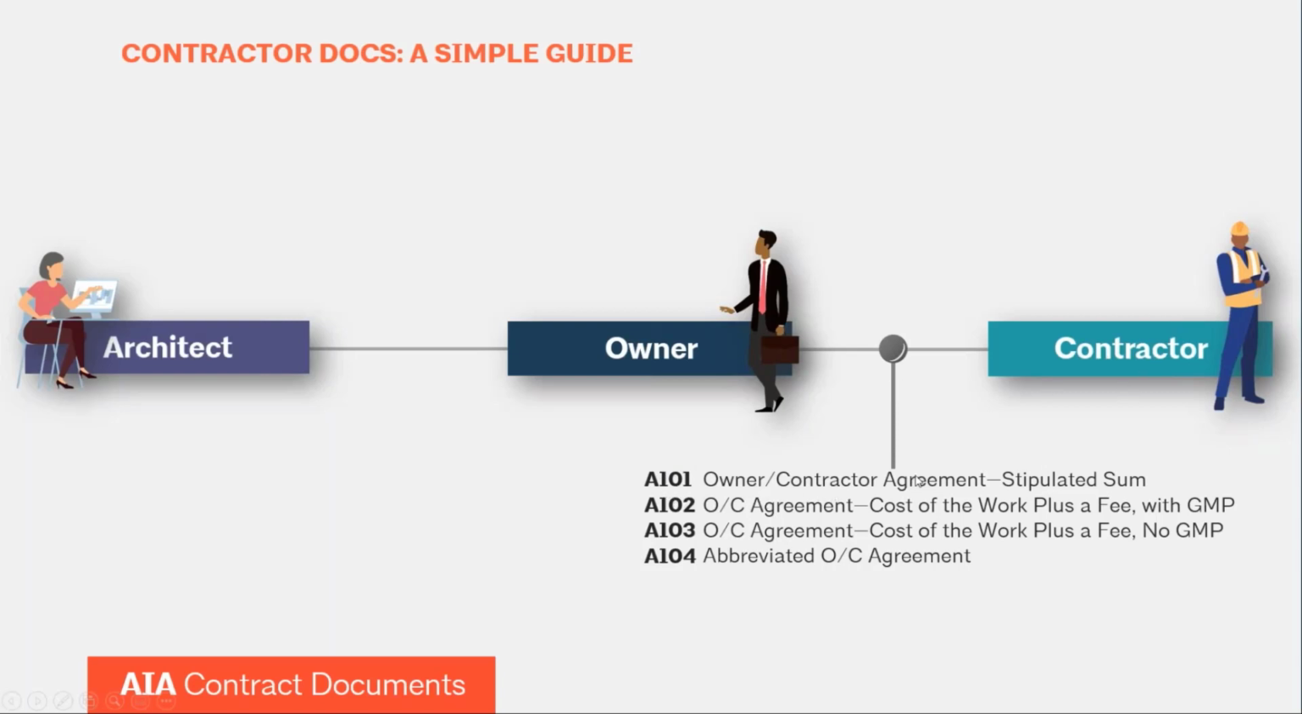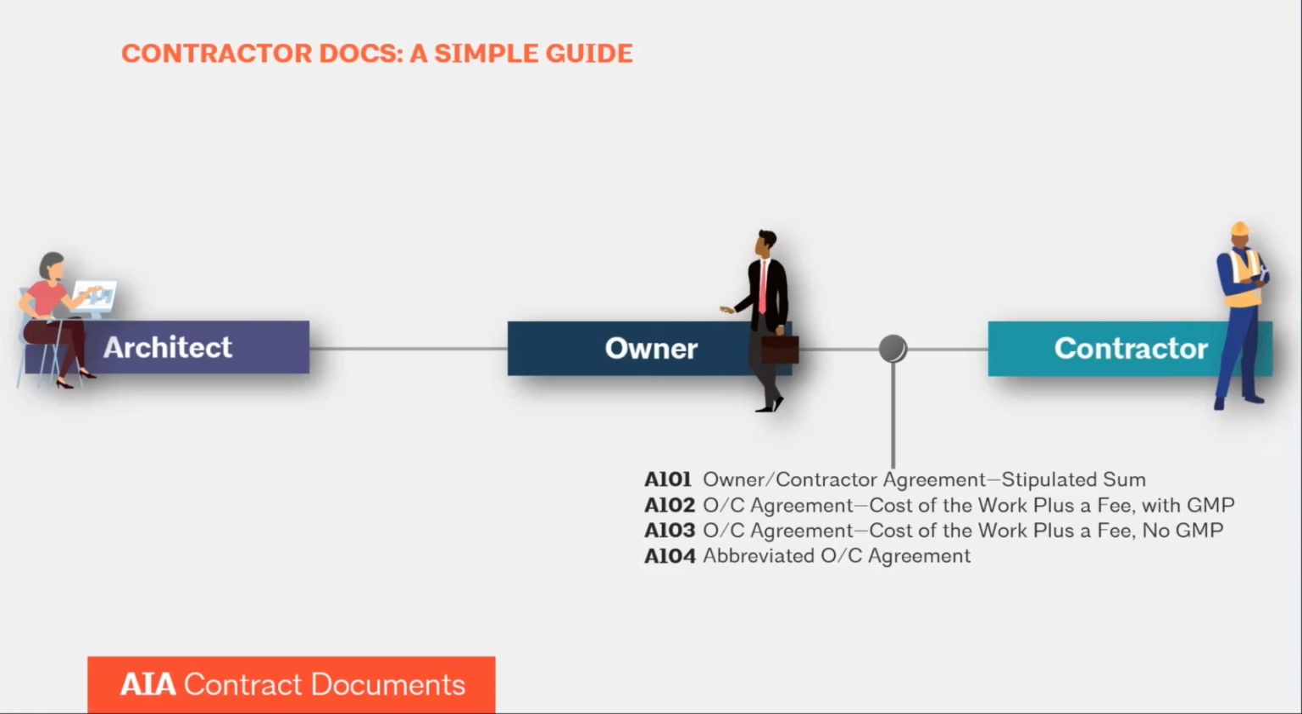So you can use the A101, which is going to involve a stipulated sum or a fixed price contract, and that's just going to include just a fixed price, flat fee. If you want to work with cost of the work contracts, then you can go with the A102 or A103, depending on if you want the cost it takes to build the work plus a fee with a guaranteed maximum price, which is GMP. The A102 includes the option of a guaranteed maximum price. If you don't want a guaranteed maximum price, so no price ceiling, sky's the limit, you can work with the A103.